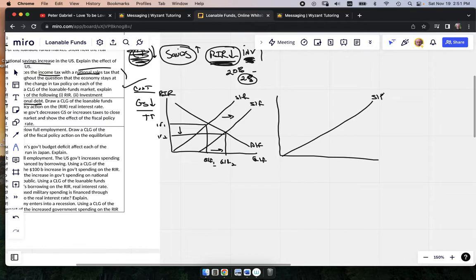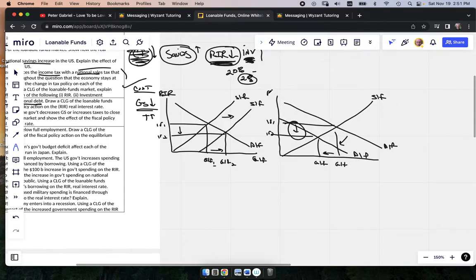It'd be a shame to know what you're doing and then just lose a point because you didn't label everything correctly. Obviously, if the government is spending less, they're borrowing less. If they're borrowing less, the demand for loanable funds has to be decreasing, driving down that real interest rate. IR1, IR2, again.